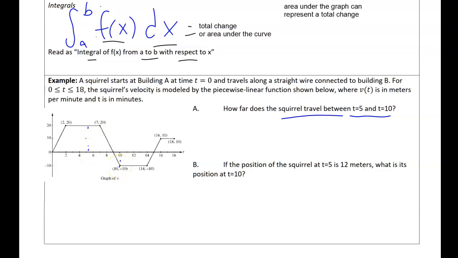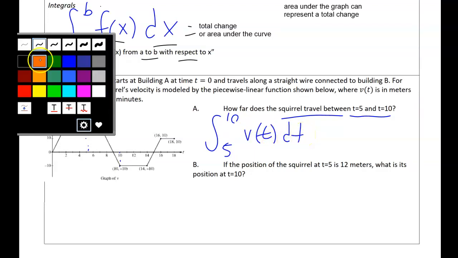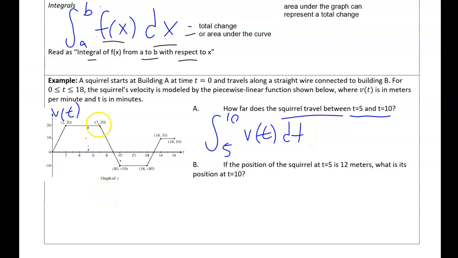And I'm going to write an integral for it. So this would be the integral from 5 to 10 of v of t, which is this graph from the text, dt. And then we want to do area. I have trapezoids, or I can treat them as little rectangles. So let's do the yellow piece first, and then we'll do the purple piece separately.